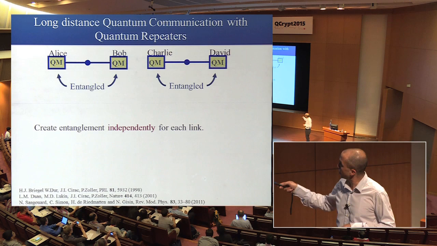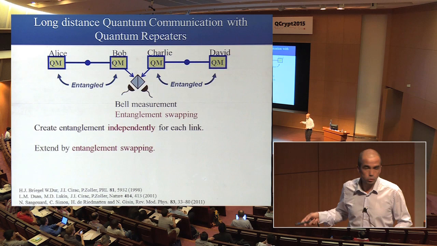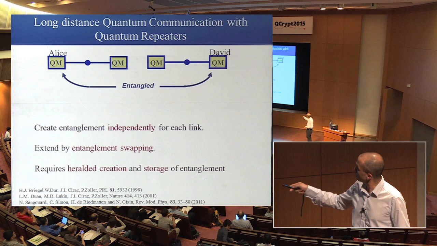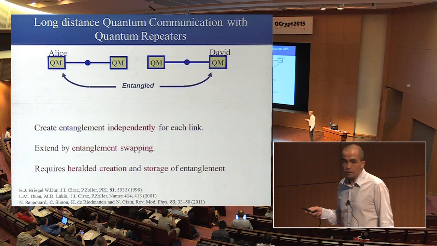You distribute entanglement here, you distribute entanglement here, and once this is done, you can do some entanglement swapping. So you do a Bell state measurement here in the middle, and this Bell state measurement now will extend the entanglement over the farthest away quantum nodes. So for this scheme to work, there are several key aspects that need to be fulfilled.